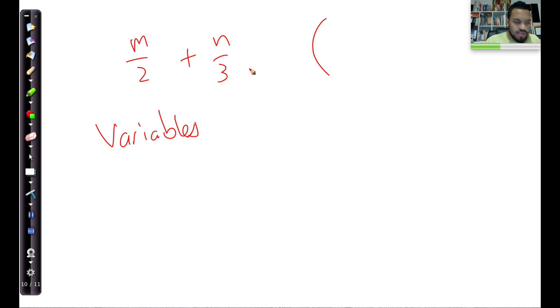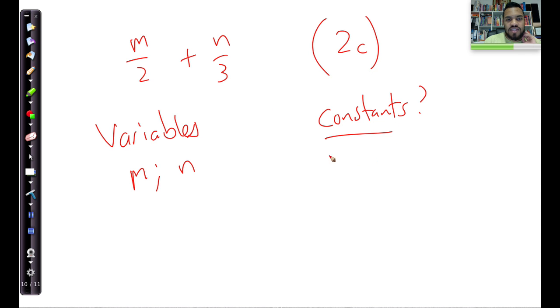So let's take m over 2 plus n over 3. Okay, what are the variables in this question? And this question, by the way, is question 2C. What are the variables? Well, the variables are just m and n. And what are the constant numbers? Constants? Well, there's no constant in this example, right?